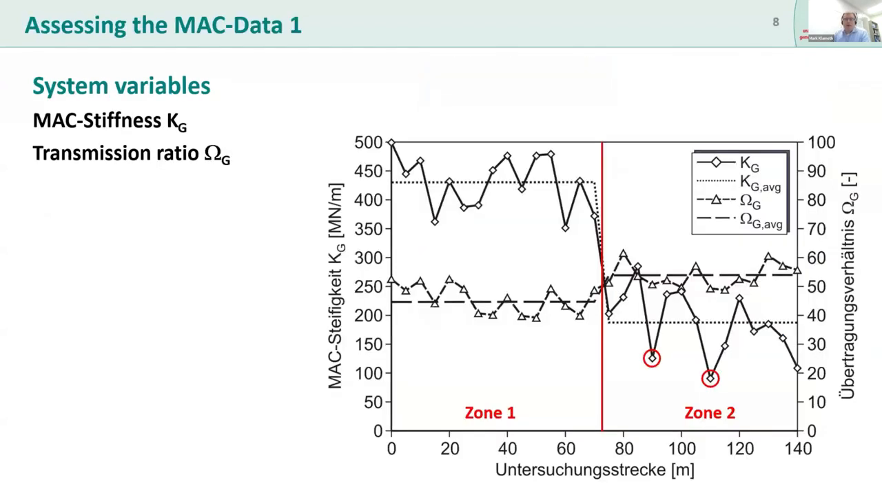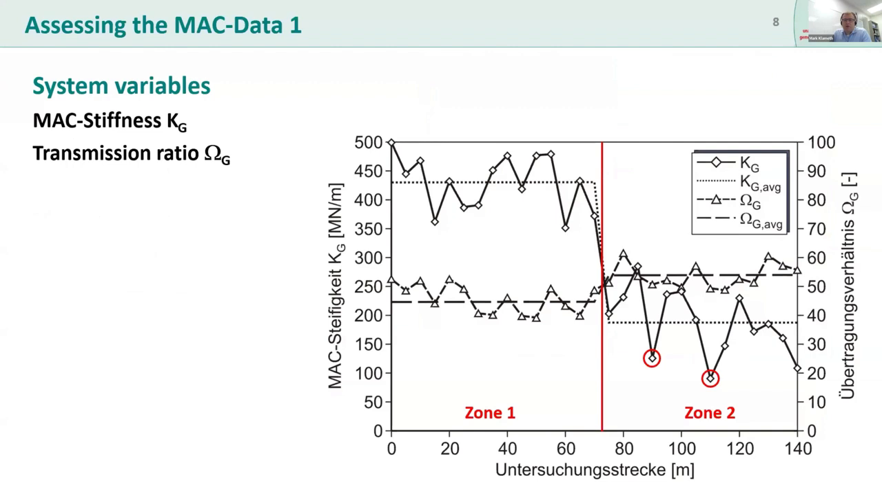And how does this potentially look like? We can see here a typical result from a MAC test. We have the two variables, the max stiffness and the transmission ratio, where I would like to refer only to the first one. The second one, the transmission ratio, is another variable that is necessary for the finite element calculation as a comparative result, which I would like to spare you with due to time constraints here.